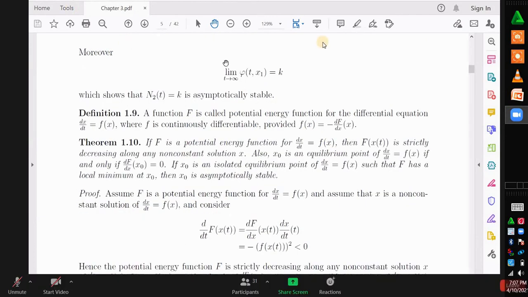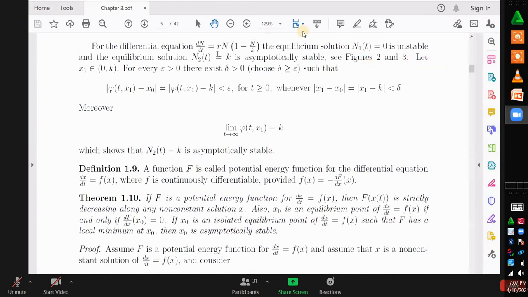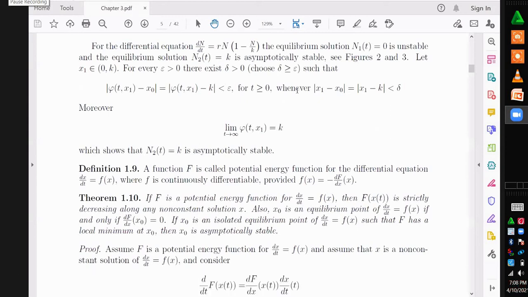You can just see from here, K is... this differential equation has equilibrium solutions n equals 0 and n equals k, and k is asymptotically stable.